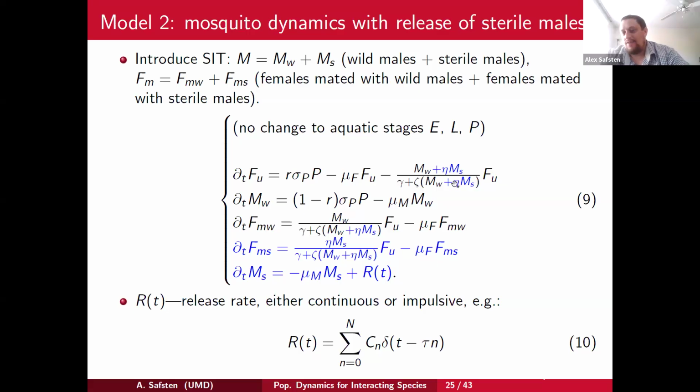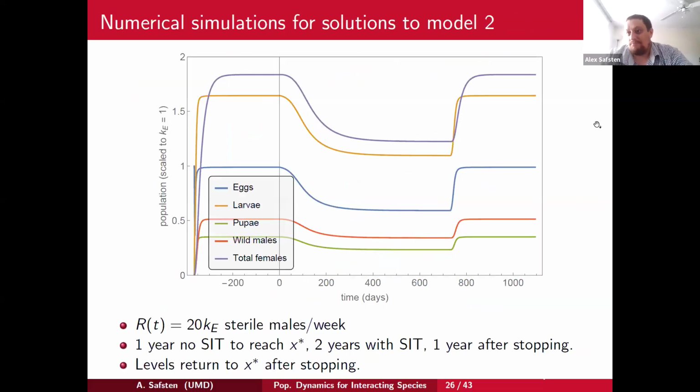more realistic. The labs that produce these males might release several thousand sterile male mosquitoes over the course of a few minutes, maybe once or twice a week. For the purposes of this presentation, I'm going to stick to a continuous function, though. So here's what a typical solution might look like for this model. This is a solution that spans the course of 4 years.